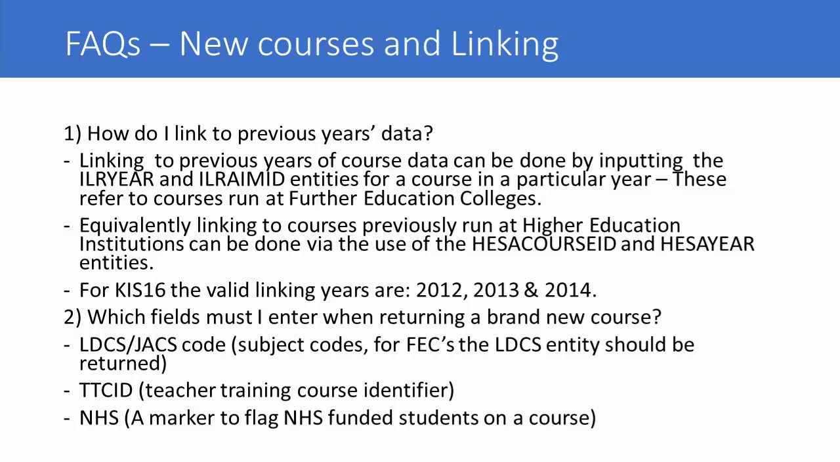So these FAQs relate to new courses and linking to previous years of courses. The expectation with linking is that a KIS course should link back to as many previous years of a course as possible. This ensures that an accurate picture of the course can be built. So firstly, how do I link to previous year's data? This can be done by using either a combination of the ILR year and ILR AIM ID entities if the course was run at an FEC. Equivalently, you can use the HESA course ID along with the HESA year entity if this course was previously run at a HEI.